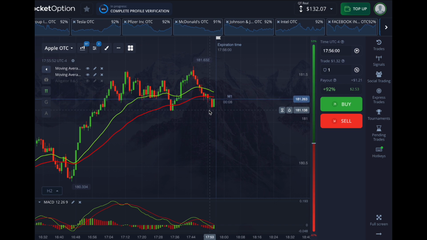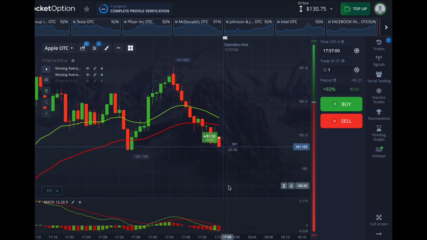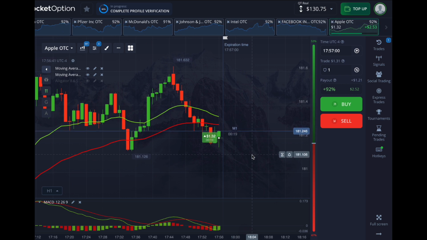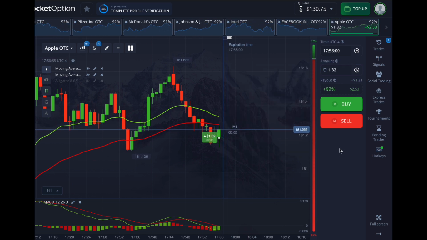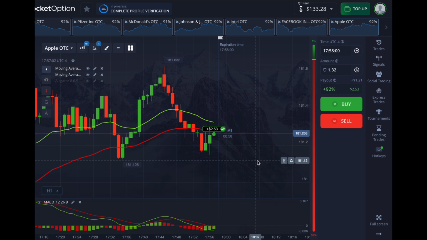Apple OTC has broken past the 50 EMA, as it has before. And since the green EMA is over the red EMA, it is an uptrend and we will place a buy. And we have won the trade.